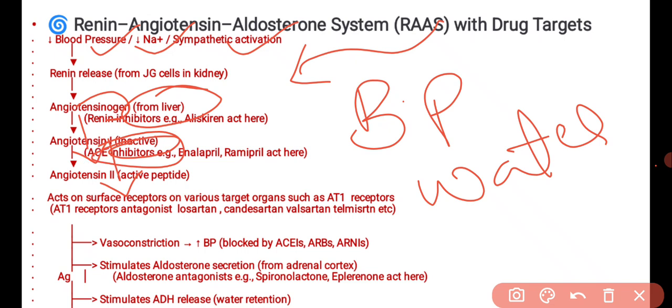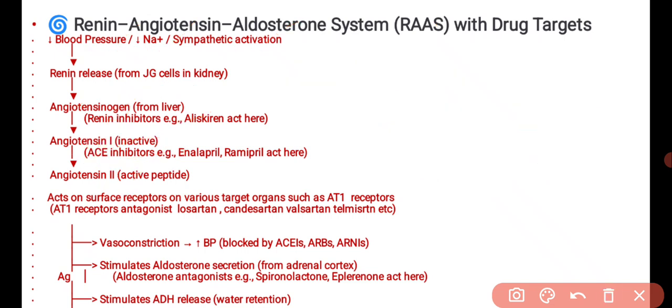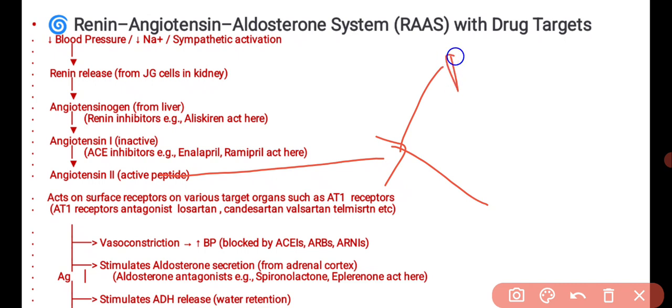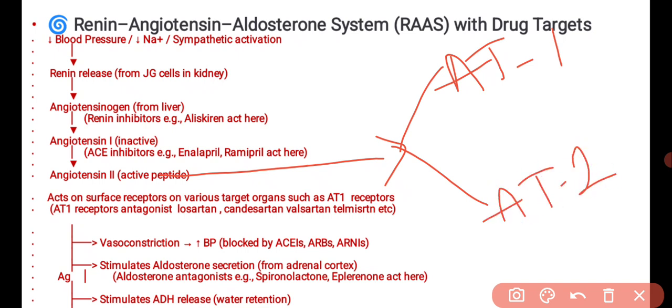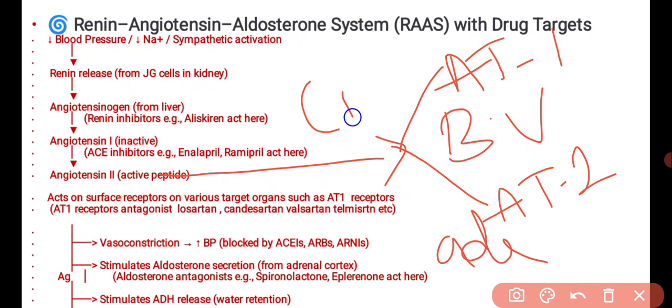The angiotensin 2 that is produced from angiotensin 1 can elicit its effects by acting on corresponding receptors on various targets. Those are angiotensin type 1 receptors and angiotensin type 2 receptors. So what are the target organs for angiotensin 2? Those are blood vessels, adrenal cortex and CNS, and it also directly acts on the renal tubules of the kidney.